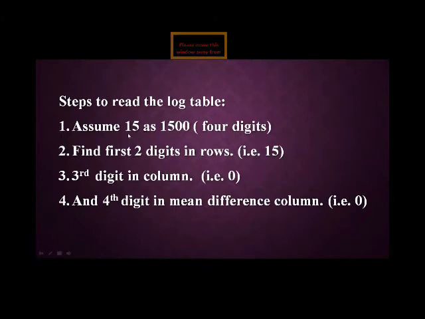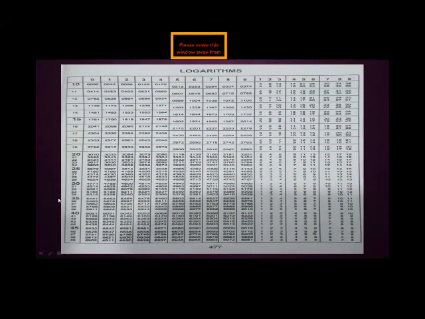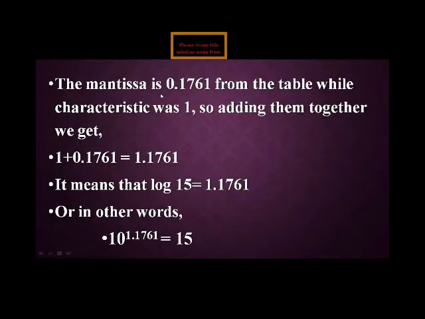Steps to read the log table: assume 15 as 1500, 4 digits. Find the first two digits in a row, that is 15, the third digit in the column, that is 0, and the fourth digit in the mean difference column, that is 0. Now in 15 and 0 you will get 1761. The mantissa is 0.1761 from the table, while the characteristic was 1.